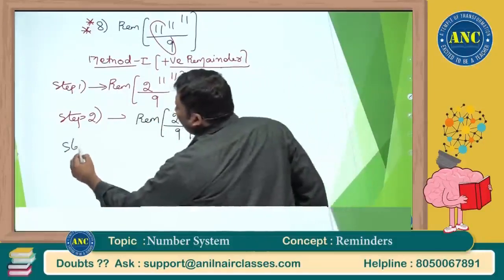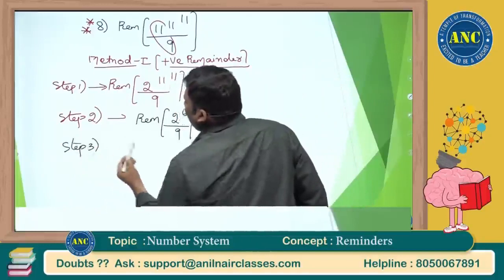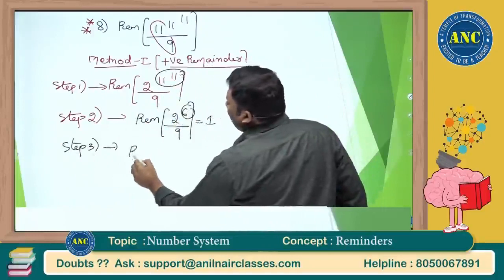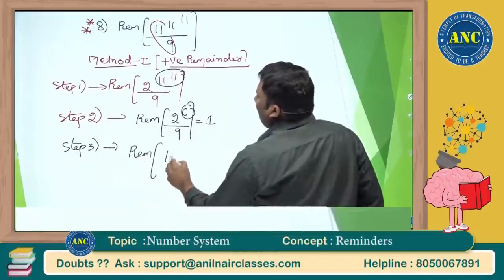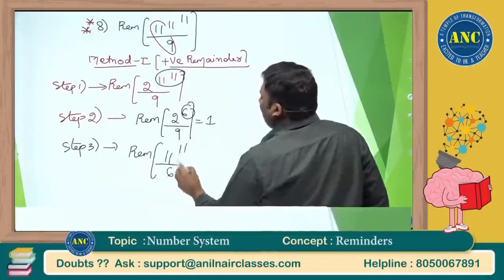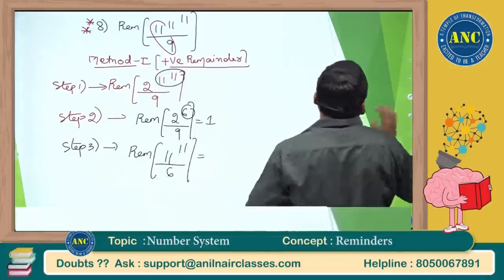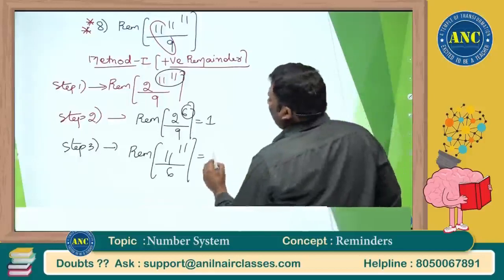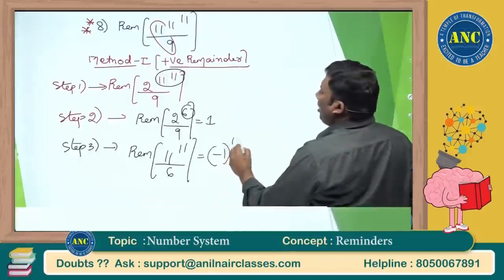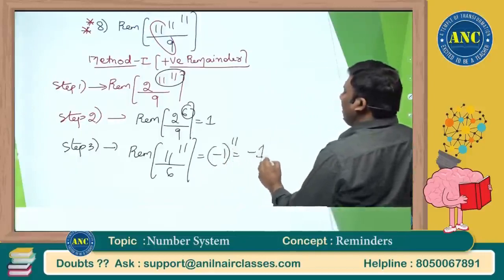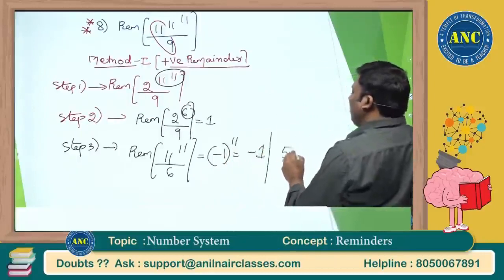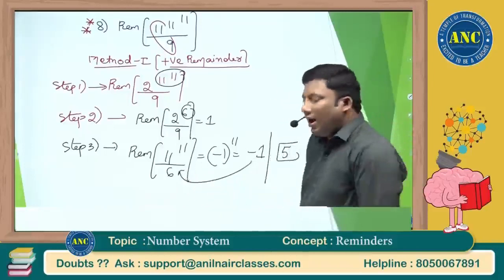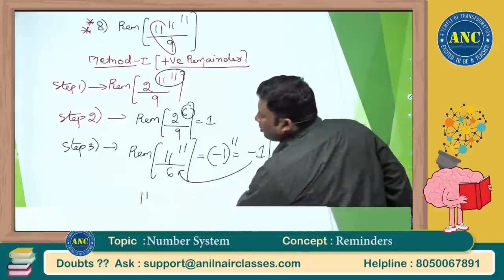Step number 3: divide this power by this power. If I divide it, these are nothing but 11 power 11 divided by 6. 6 twos are 12, minus 1. Minus 1 power odd number is nothing but minus 1. If there is a negative remainder, add the denominator to get the positive remainder.